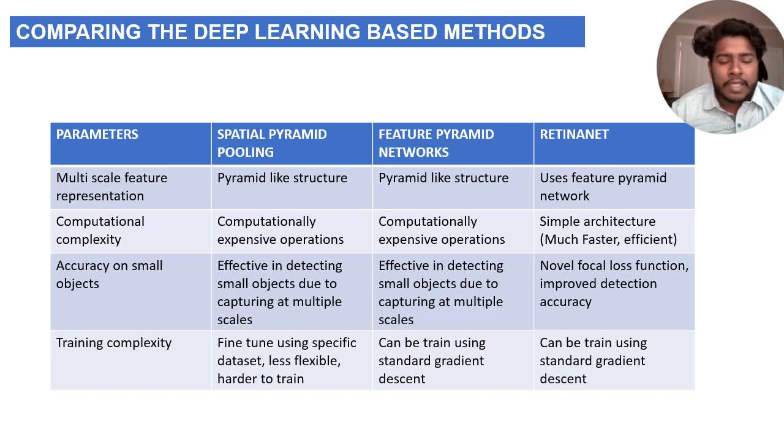So finally, the training complexity. In the training complexity, you can see that SPP, the spatial pyramid pooling, has to be fine-tuned using specific data sets. Because of that, it is less flexible and harder to train. But the other two methods can be trained using standard gradient descent. So they are easier to train.